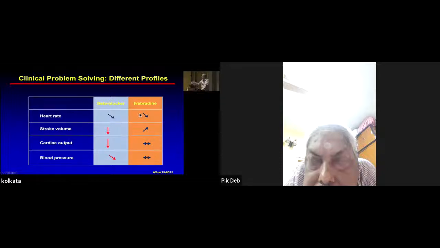Diastolic volume index when carvedilol is compared to the placebo. And when the ejection fraction is concerned, as I already told, over a period of time the ejection fraction also increases. So, the clinical problem solving, the different profiles. Now, what are the different profiles of the beta blockers as compared to ivabradine?